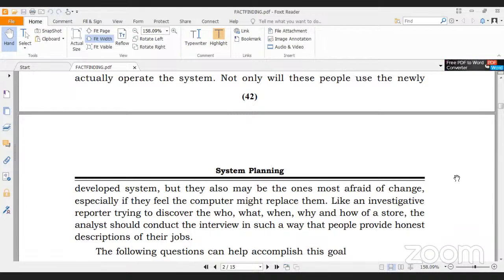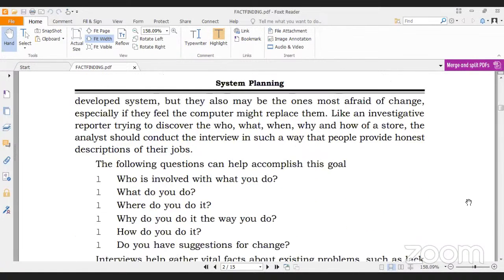So like an investigative reporter trying to discover the who, what, when, why, and how of a story, the analyst should conduct the interview in such a way that people provide an honest description of their jobs. So the interviews will be carried out in such a way that the stakeholders, the customers, the clients, should provide honest answers to the questions. Now, the following questions will help.